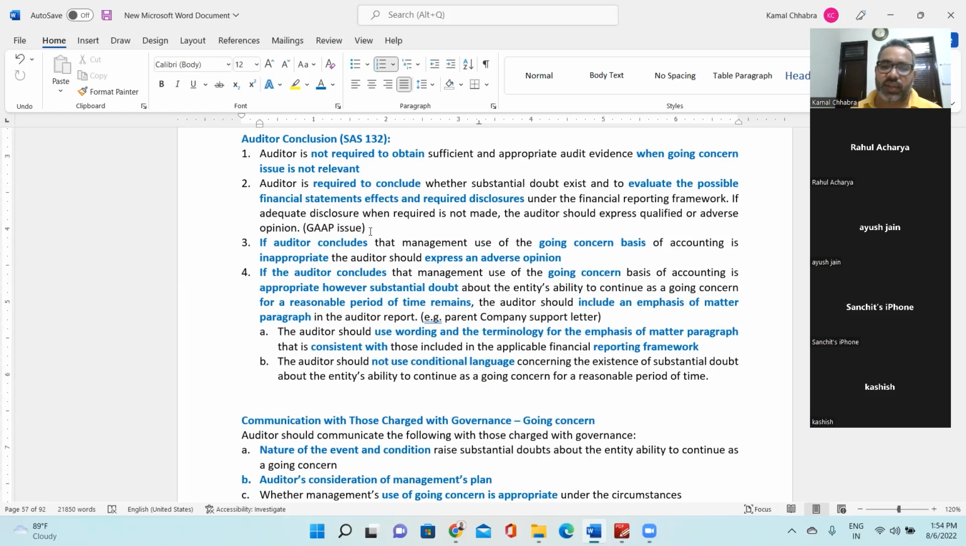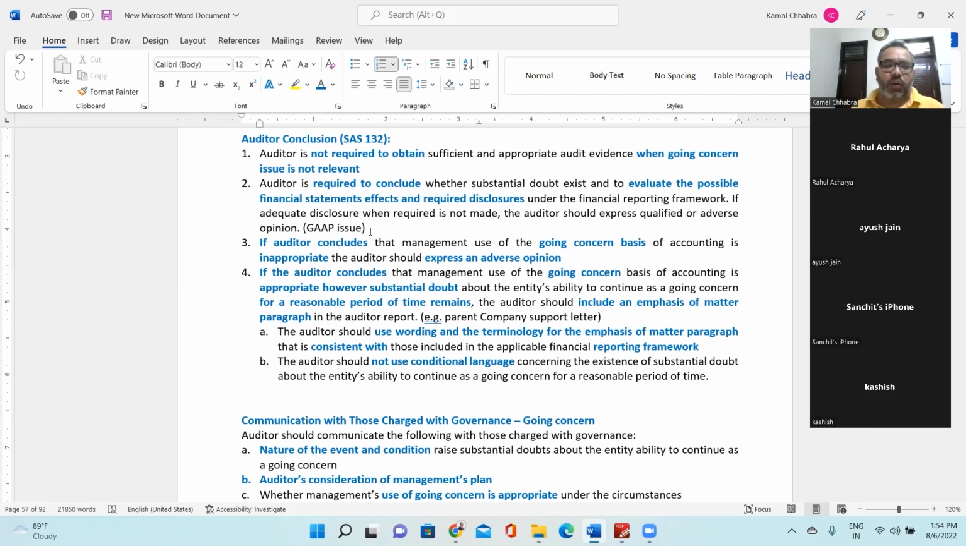Second is, auditor is required to conclude when there is a substantial doubt. It's mandatory requirement for you to conclude when there is an issue of going concern. So in that case of scenario, you need to conclude whether the management has taken appropriate disclosure or not. If the management has taken appropriate disclosure, then it is fine. If not, then you'll be expressing qualified opinion or adverse opinion as it is a GAAP issue.